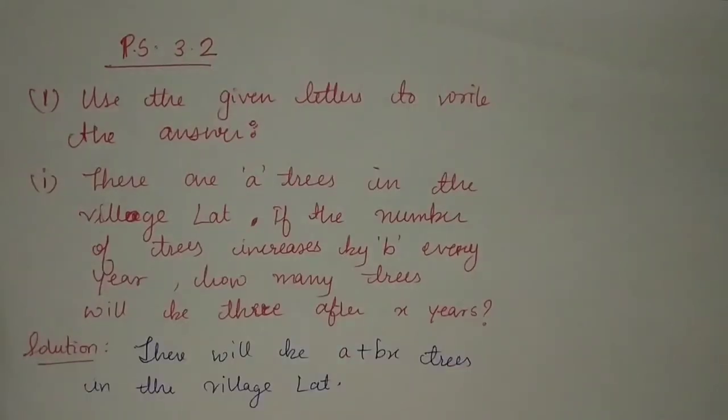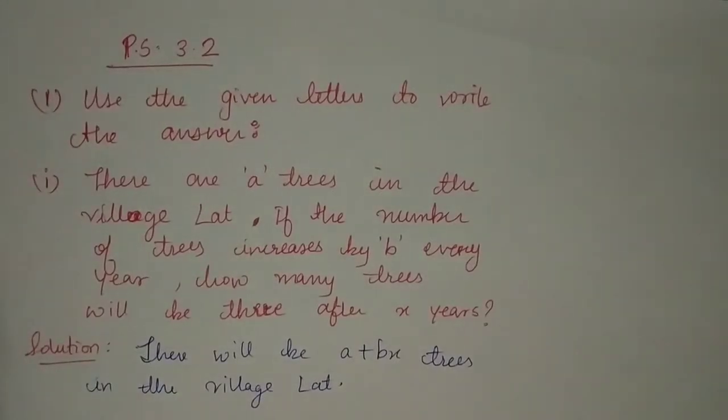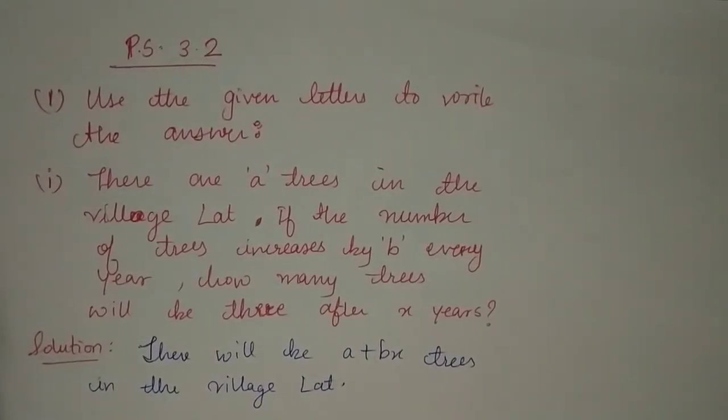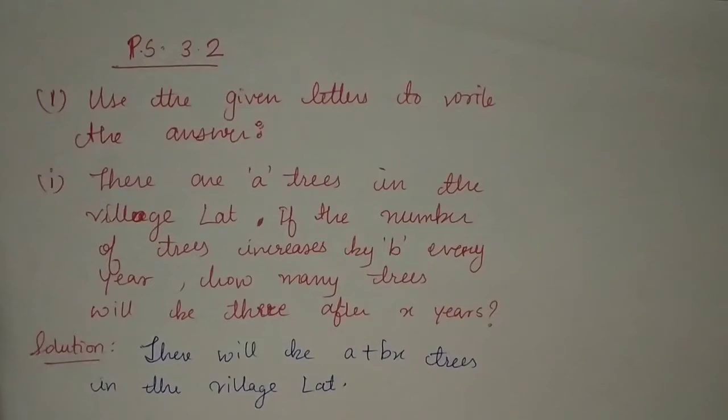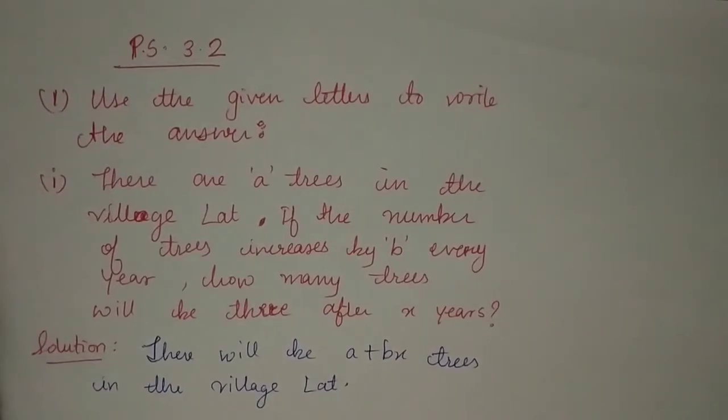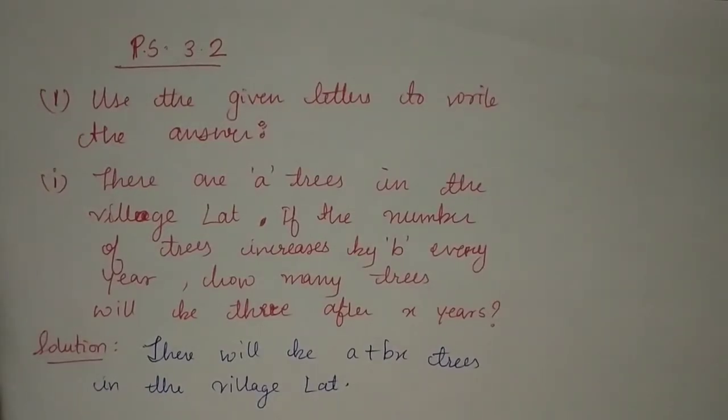So let us write this. There will be a plus bx trees in the village lot. a stands for the actual trees which are already there, plus b means the number of trees that are increasing in how many years? x years. So b into x. Let us understand the second question.